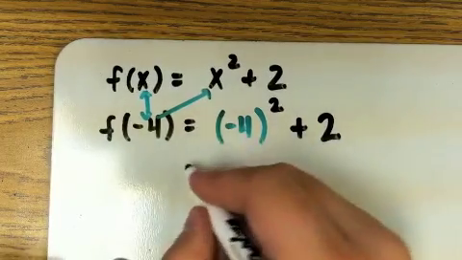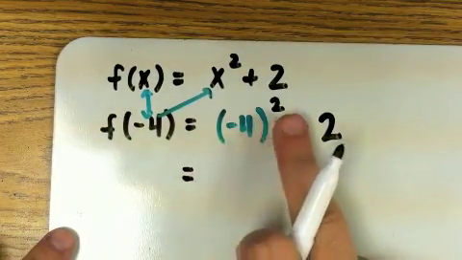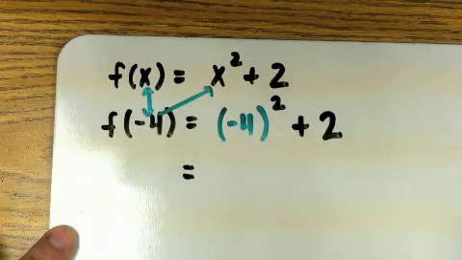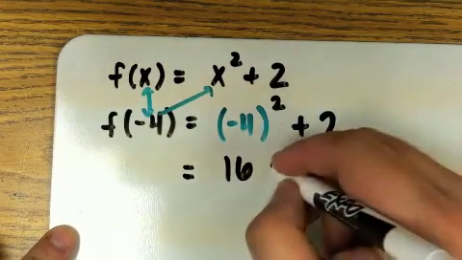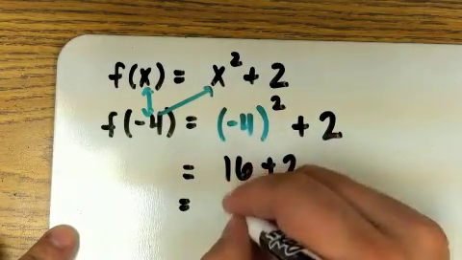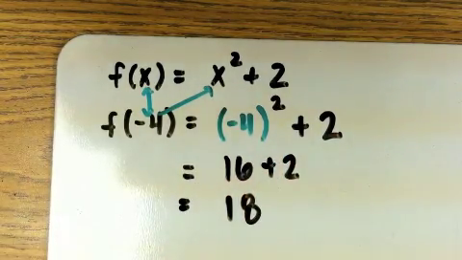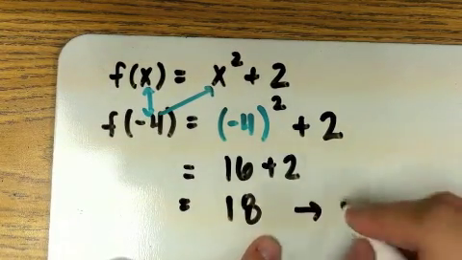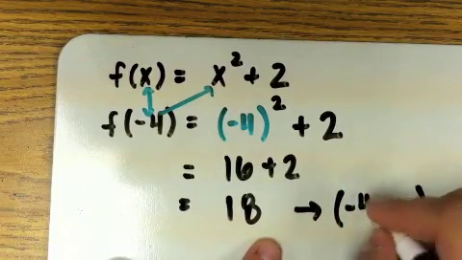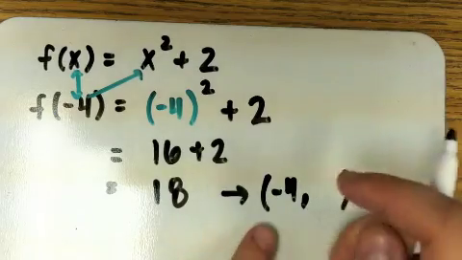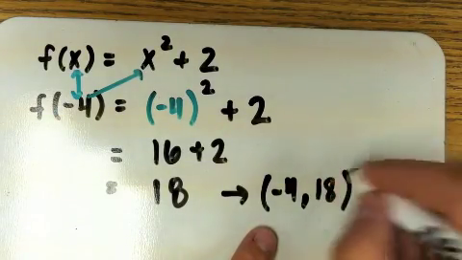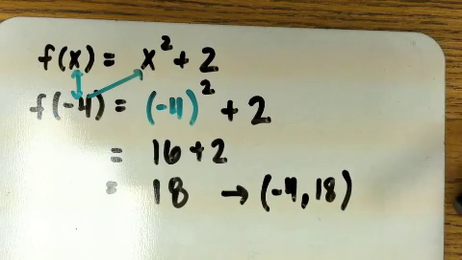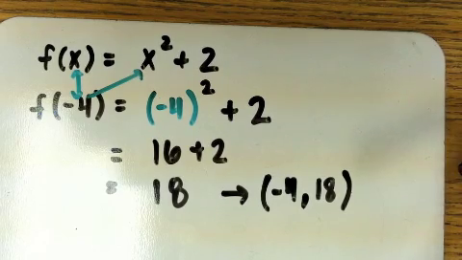And then we clean this up. Negative 4 to the second power is negative 4 times negative 4, which is positive 16, plus 2. So the answer is 18. Okay. And if I asked you to write this as an ordered pair, it would be negative 4, which was our x, and when we plug that in, we got 18. It sort of works almost identical to the whole input-output idea. It's just that we are writing it in a different fashion this time. You haven't really seen this before.